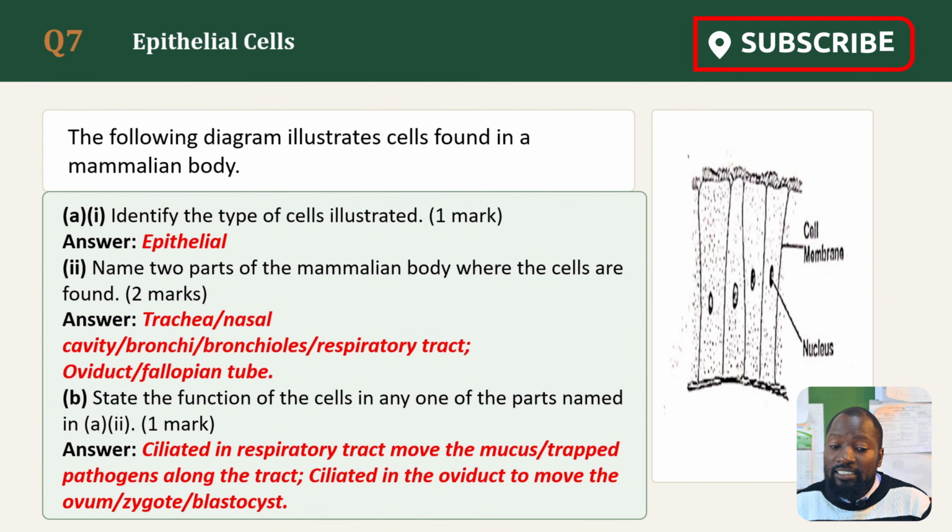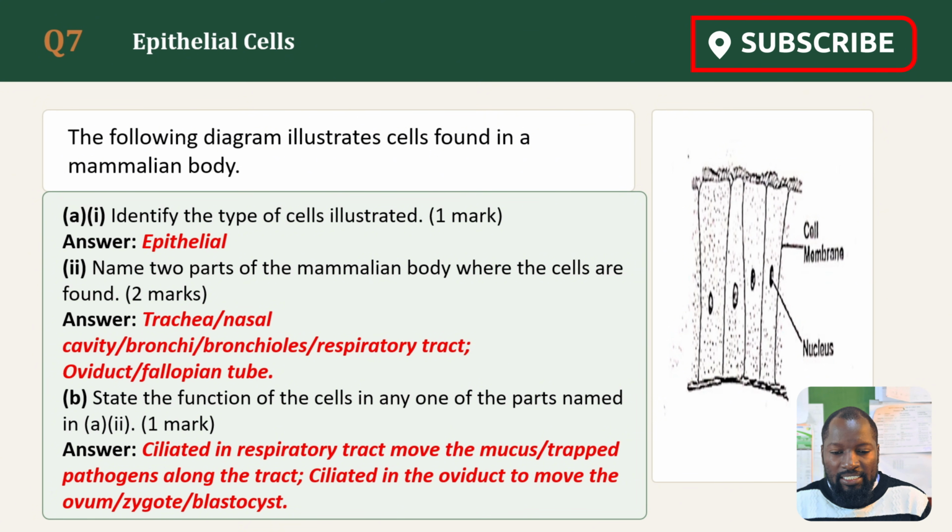So number one, it is in the trachea. They're also in the nasal cavities. They're also found in the bronchi, in the respiratory tract, and also in the oviduct, what we call the fallopian tube. In the fallopian tube or oviduct, their function is wafting. They help in the wafting of the ova immediately after it has been released after ovulation. So they help in wafting of the ovum.